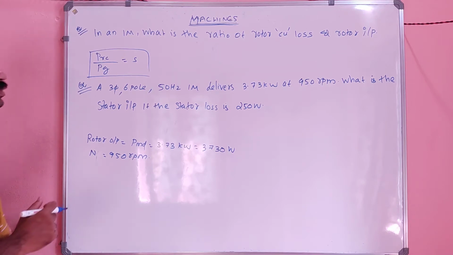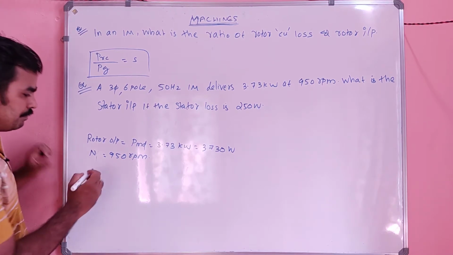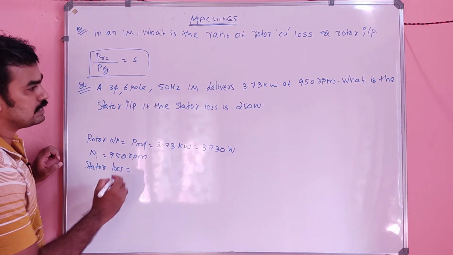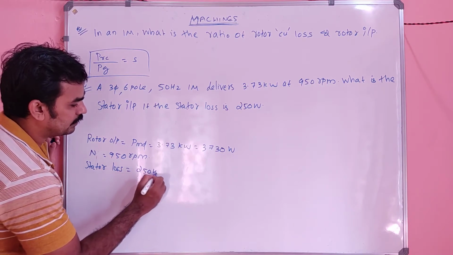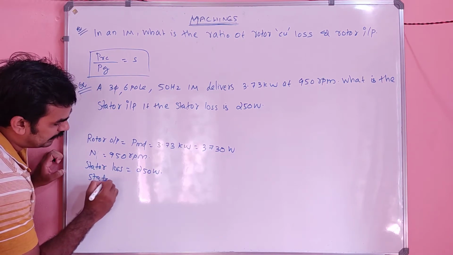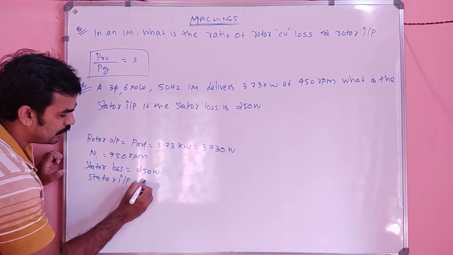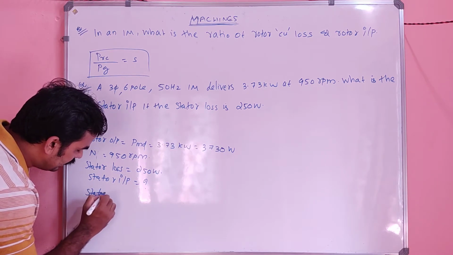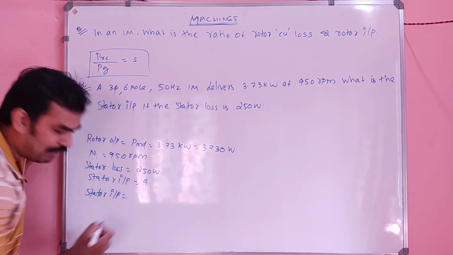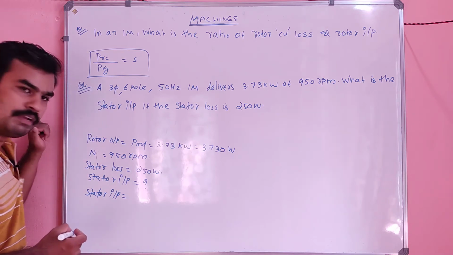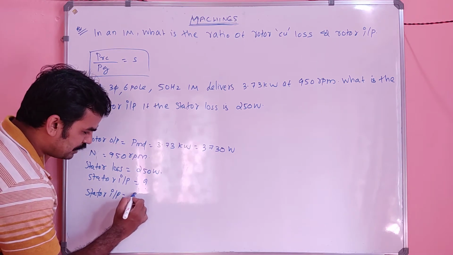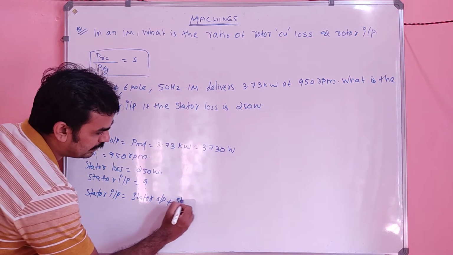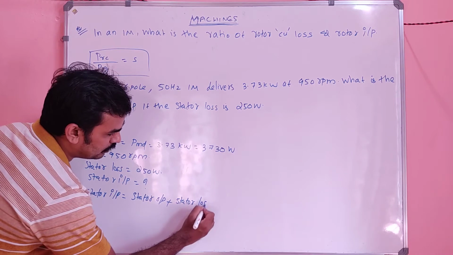What is the stator input? The stator loss is given as 250 watt. We have to find the stator input. What is stator input actually? First you have to write the question itself. Stator input will be equal to stator output plus stator loss.